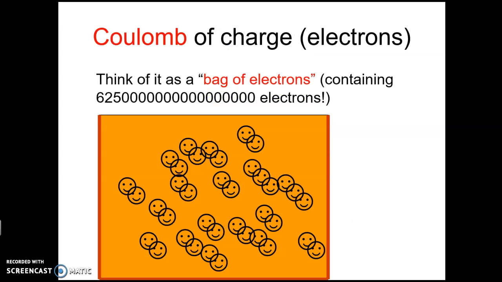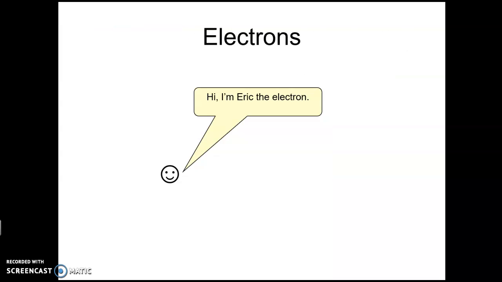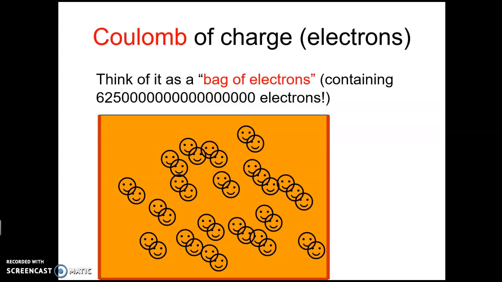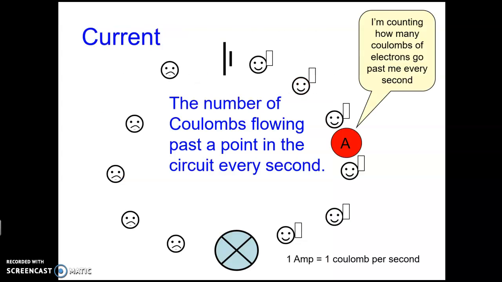Okay, so if you remember, electrons are incredibly small. They're the smallest particle we'll think of. They're 0.3001 kilograms, so they're incredibly small. And literally trillions of them go around a circuit every second. So it's easier for us to think of a quantity of electrons called a Coulomb. A Coulomb of electrons or a Coulomb of charge. Now you don't need to remember this number, you just need to know that when we talk about a Coulomb of charge or a Coulomb of electrons, it's a very, very big number.